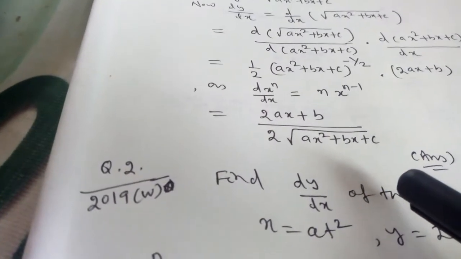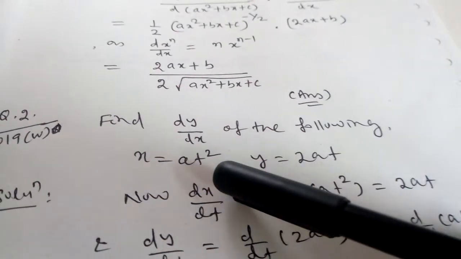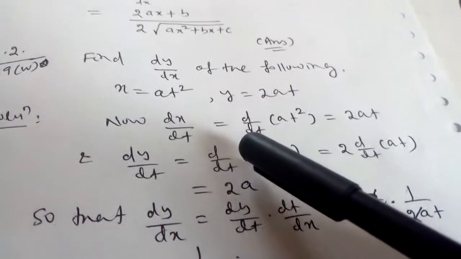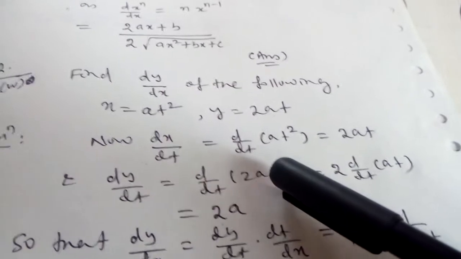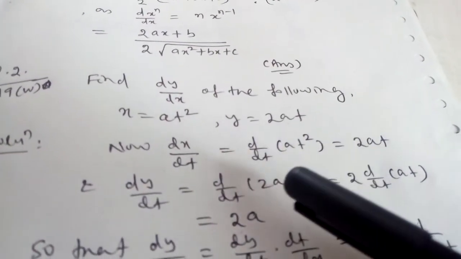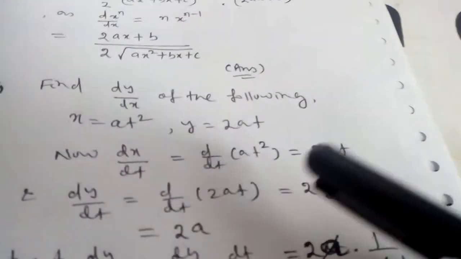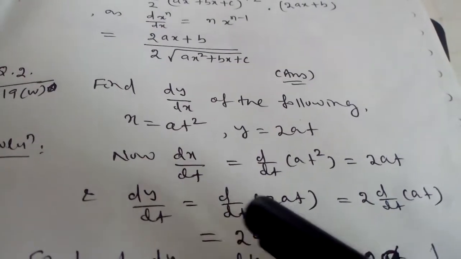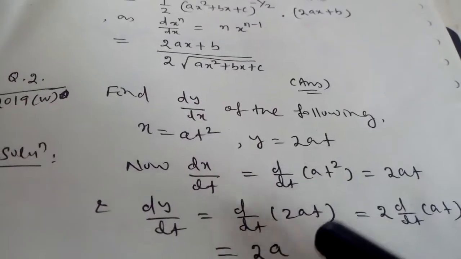Next question, question number 2, 2019 winter old. Find dy by dx of the following: x equal to at square and y is equal to 2at. Now the solution is, dx by dt is equal to derivative of at square with respect to t. So this is equal to 2at, and dy by dt is equal to derivative of 2at with respect to t.